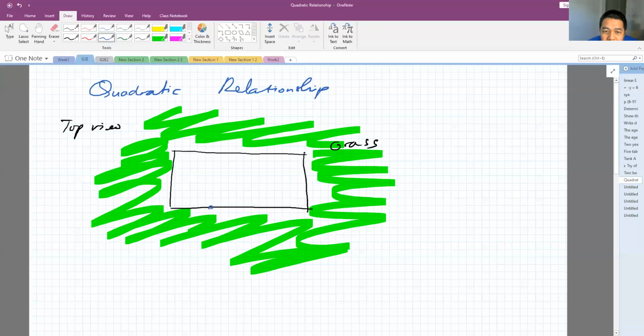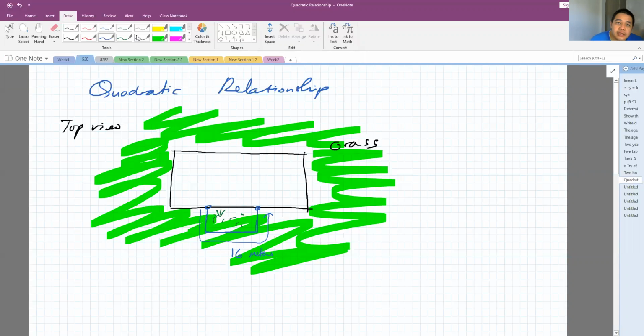It's a rectangle, and we want to make a fence like this. So we start from this point and then we go here, here, and then there. So you will have a rectangle area of the garden. Now the total length of this fence, for example, it's made of wire, and the total length of this fence is 16 meters.